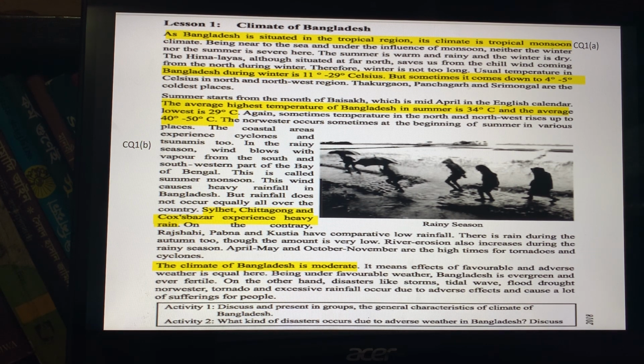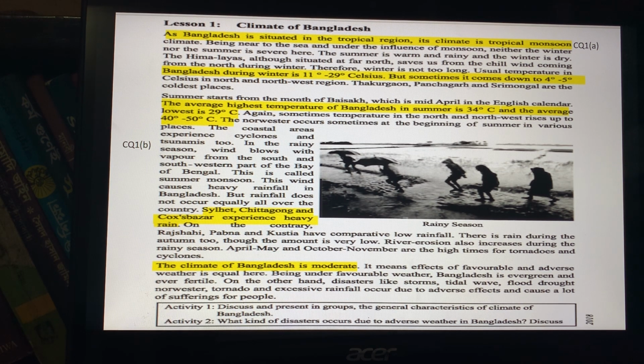So, in the northern part of Bangladesh, the climate is always severe. In winter time, it's too cold. In summertime, it's too hot. Now, we will discuss the summer monsoon. This is the answer of CQ1B.